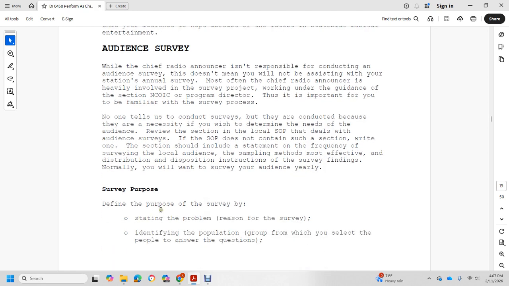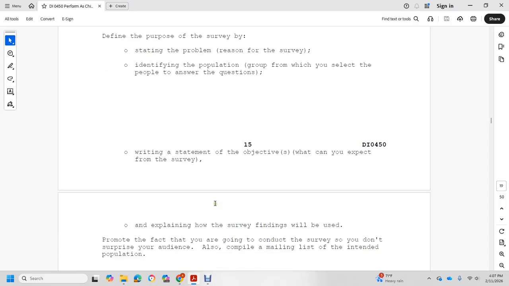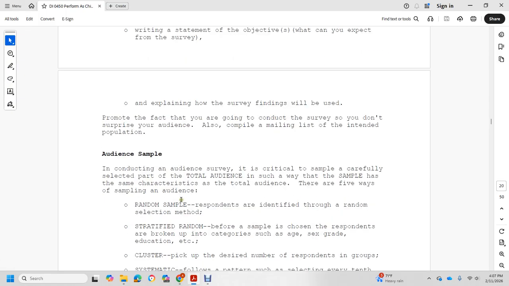Survey purposes: defining the purpose of the survey by stating the problem or reason for the survey, identifying the population group from which to select the people to answer the questions, writing the statement of the objectives and what you can expect from the survey, and explaining how the survey funds will be used. Promote the fact that you're going to conduct the survey so that you don't surprise the audience, and also complete the mailing list intended for the population.